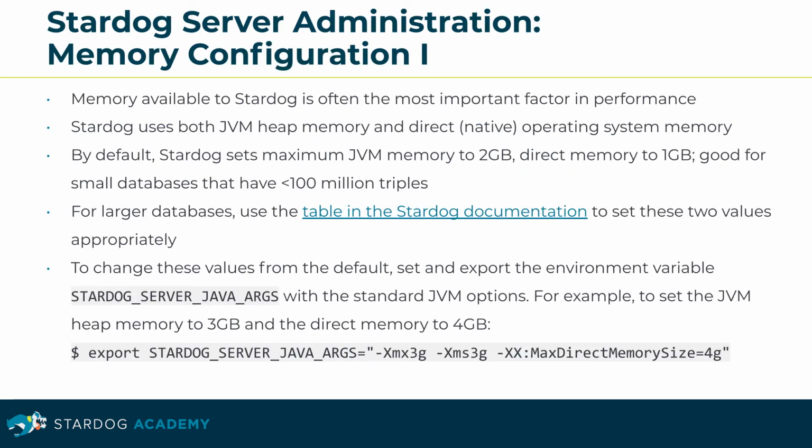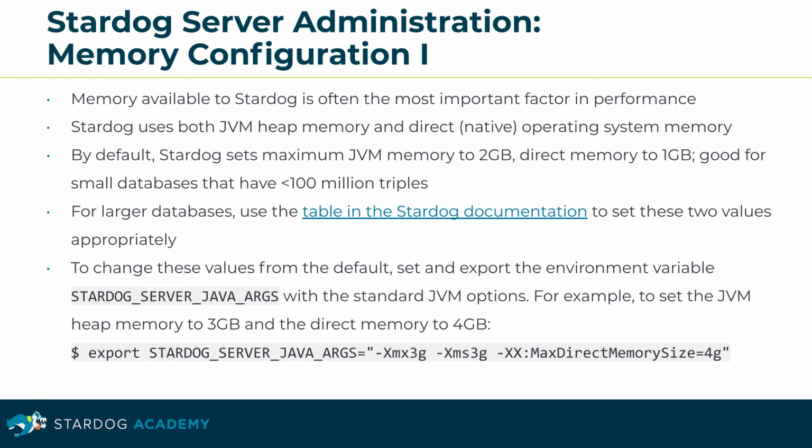The amount of memory available to Stardog is often the most important factor in performance. Stardog uses both the Java Virtual Machine, or JVM, heap memory, as well as direct or native operating system memory. The first method for configuring server memory sets the amount of memory for each of these. By default, Stardog sets the maximum JVM memory to 2 gigabytes and the maximum direct memory to 1 gigabyte. This will be good for small databases that have less than 100 million triples. For larger databases, use the table in the Stardog documentation to set these 2 values appropriately.